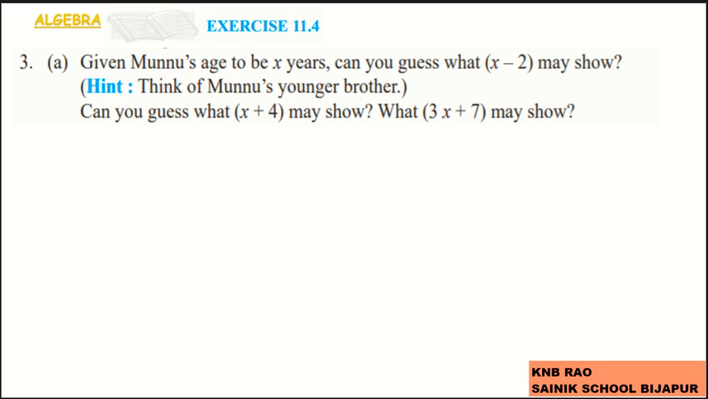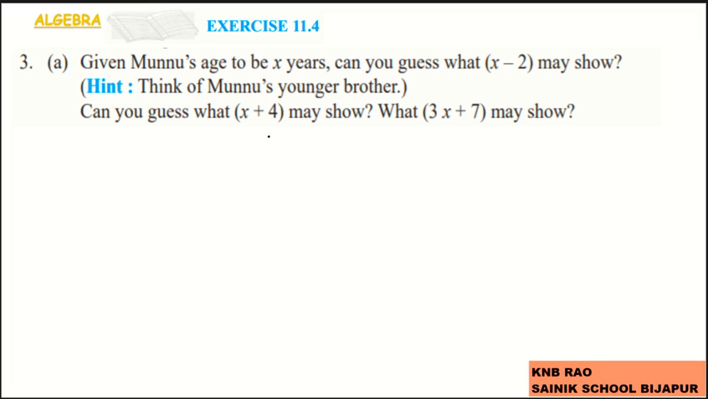given Munnu's age to be x years, can you guess what x minus 2 may show? So this hint also we have got. Think of Munnu's younger brother, maybe he must be younger brother of Munnu, whose age will be x minus 2. Now similarly, can you guess what x plus 4 may show? What is 3x plus 7 may show? So here for this sub question A, it's an uncertain question.